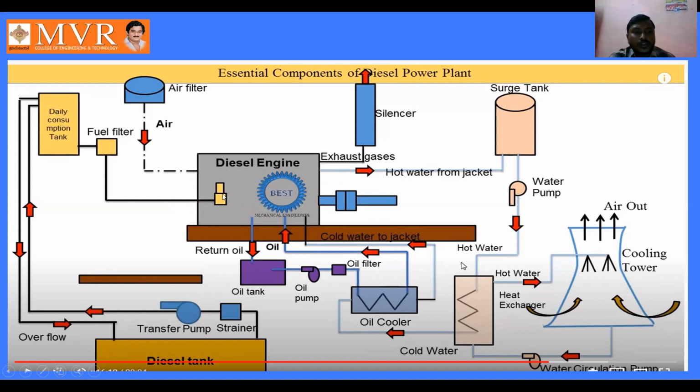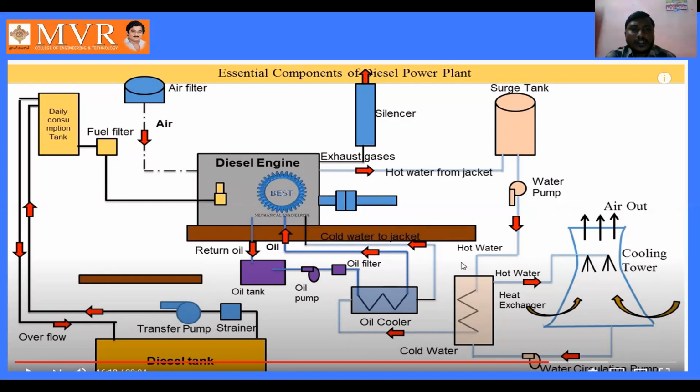The fuel injector injects the fuel into the engine cylinder, and for the combustion process we need air here. After filtration by the air filter, the air enters the engine cylinder, and combustion takes place. The hot gases generated here are exhausted into the atmosphere through the silencer, and the noise is reduced.